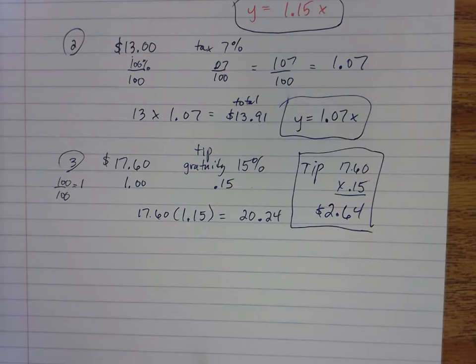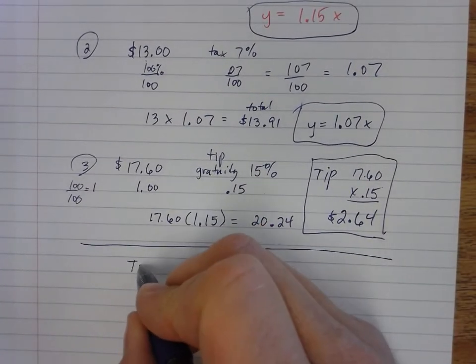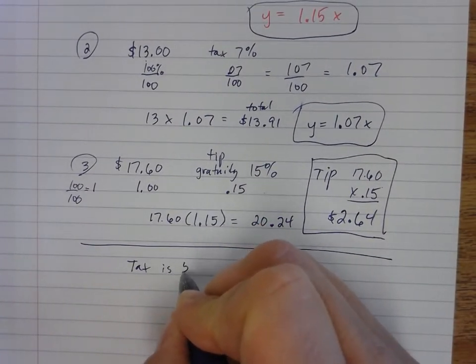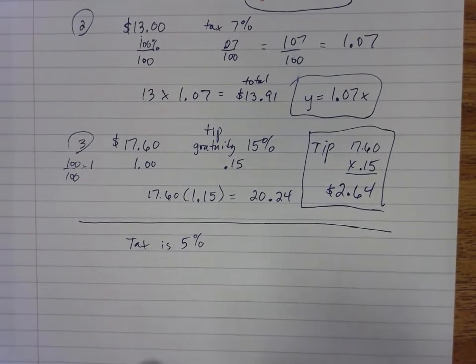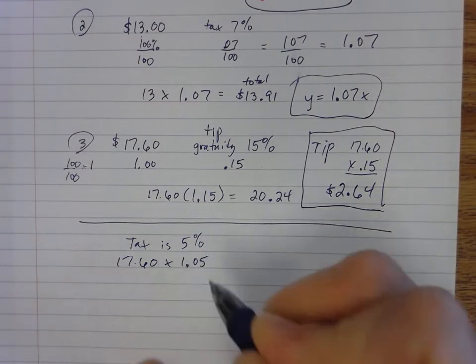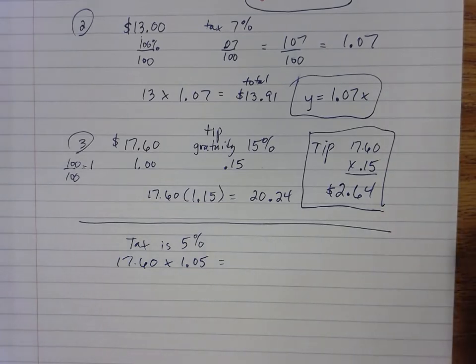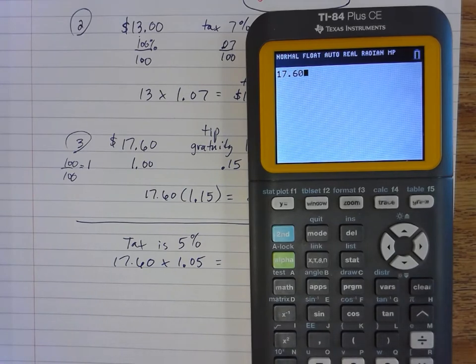Now it says they also have to pay the tax. So the tax is 5%, so we'll make a little line here. If you wanted to know what the bill was just with the tax, you do 1760 times 1.05. So 1760 times 1.05 would be 1848.